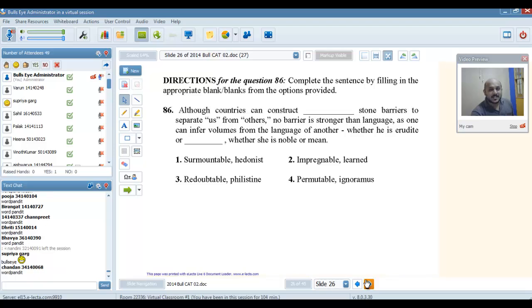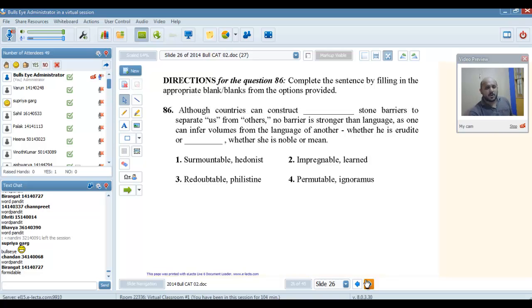Although countries can construct stone barriers to separate us from others, no barrier is stronger than language, as one can infer volumes from the language of another, whether he is erudite or whether she is noble or mean. The words that fit in this case, what do I need to show? I need to show that countries are constructing some kind of barriers. What kind of barriers are we talking about in this case? The barriers in this case are which stop communication.